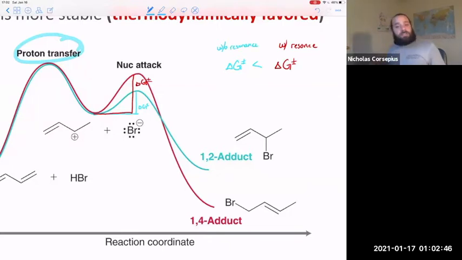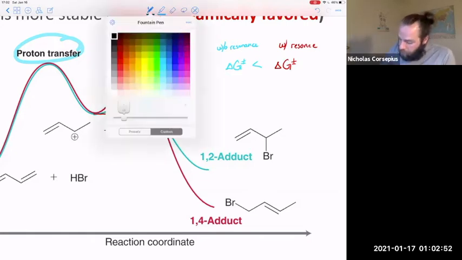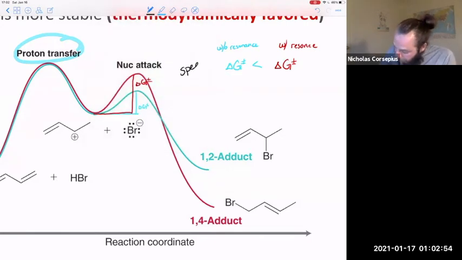What did the activation energy correspond to in a reaction? Activation energy corresponds to the speed of a reaction, otherwise more fancily termed the kinetics of a reaction.